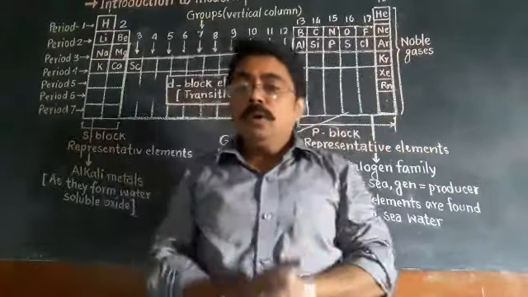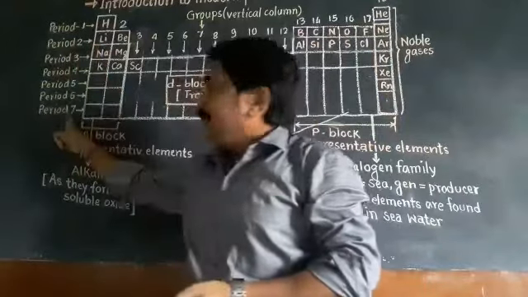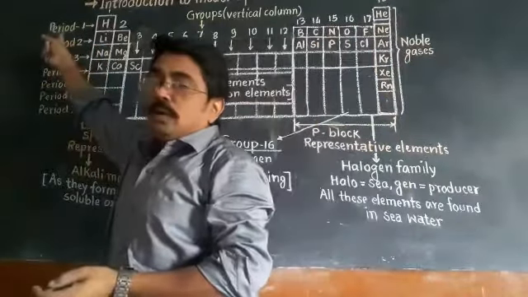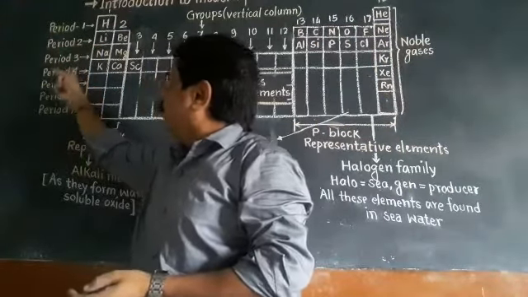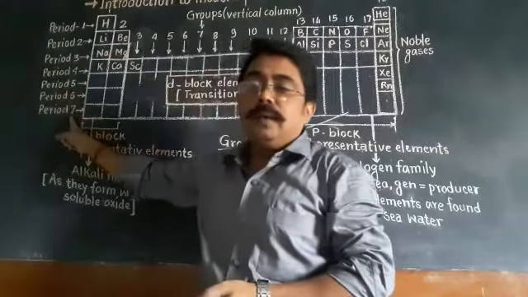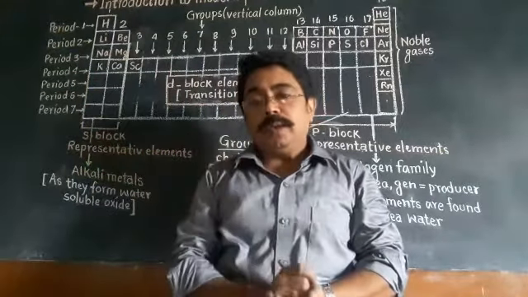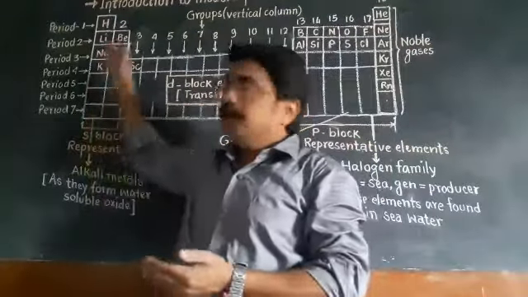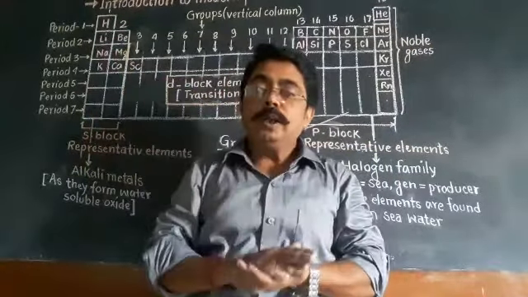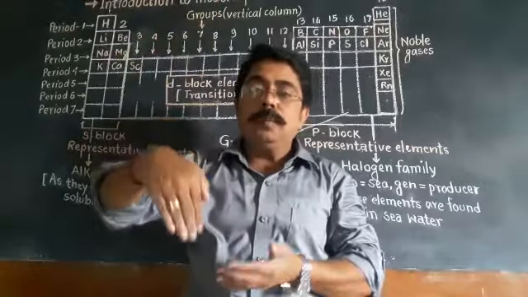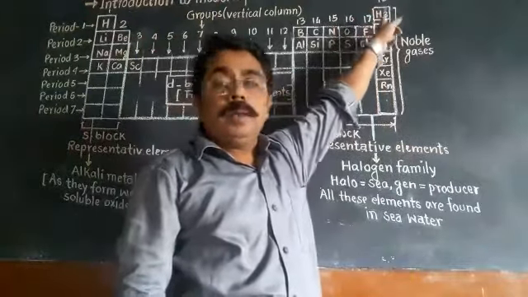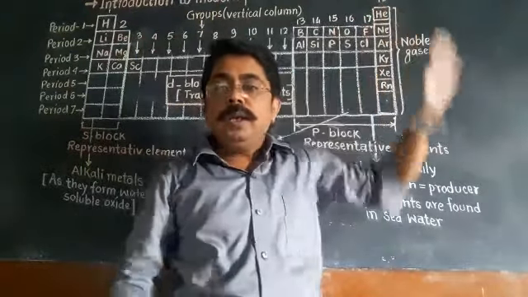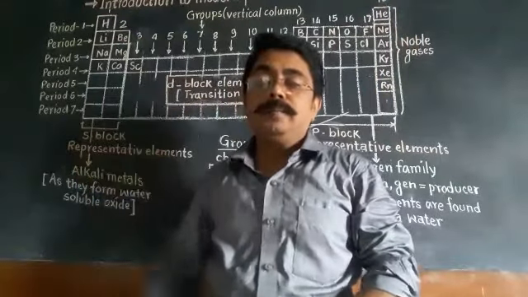Clear? In all, total 7 periods are there. See, horizontal rows 1, 2, 3, 4, 5, 6 and 7. Total 7 periods are there in the modern periodic table. Periods means horizontal row, whereas group means vertical column. Total vertical column is 18. Number of groups is 18. Number of periods is 7.